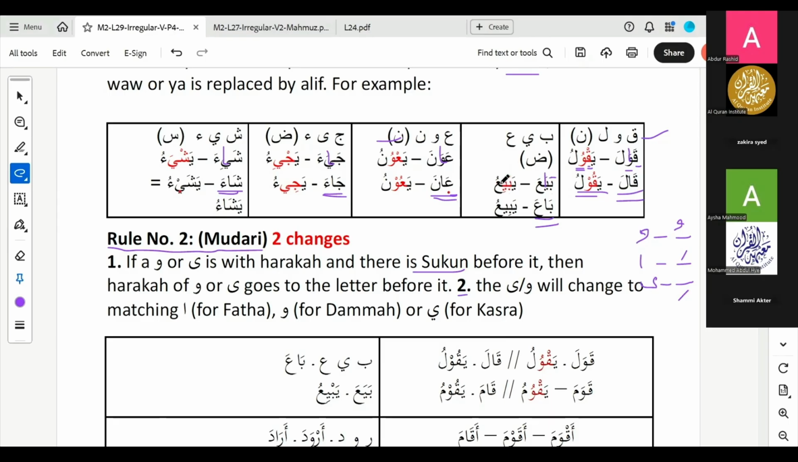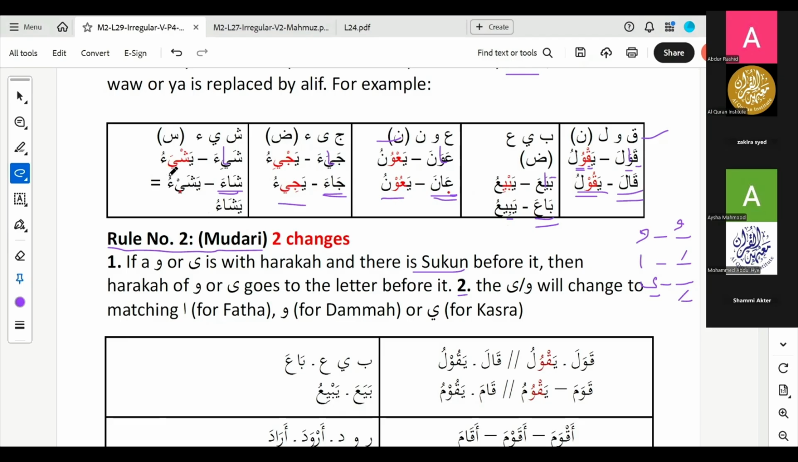Here the ya radical, the second radical ya, is with kasra. But before that we have sukoon, so the harka will get transferred to that, and based on that harka, this ba we have with kasra. The kasra respective letter is ya. So here already we have ya, so there is no change here. So yabi'u, yabi'u. Similar way, ya'unu becomes ya'unu, yajiyu becomes yajiyu.